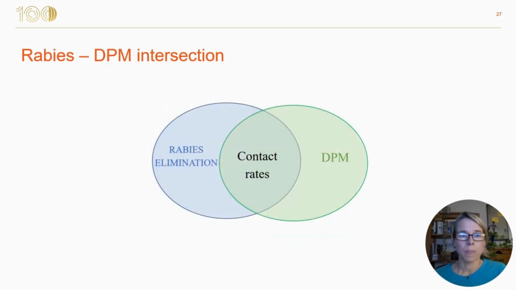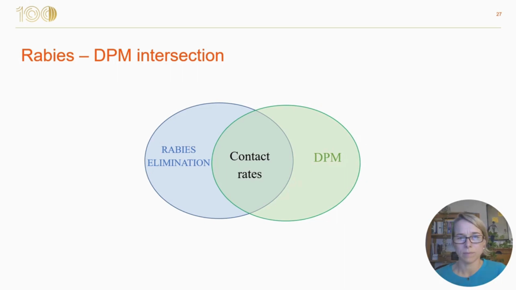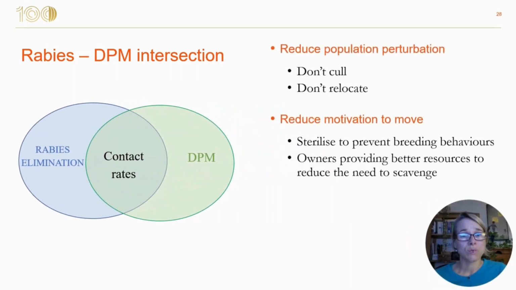Another way that DPM could help rabies control is by reducing contact rates, but how you do your DPM really matters here. There is a lot of data missing on this, because contact rates between dogs undergoing different types of DPM, including traditional stray control methods that tended to lean on culling, is understudied. But suffice to say, we want a stable population of dogs with minimal movement.